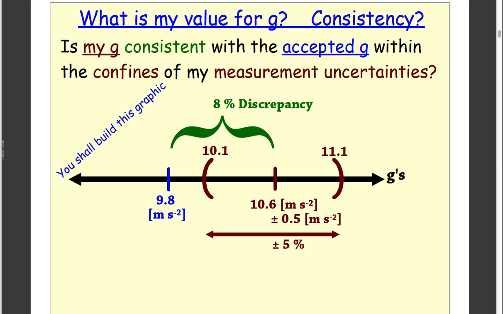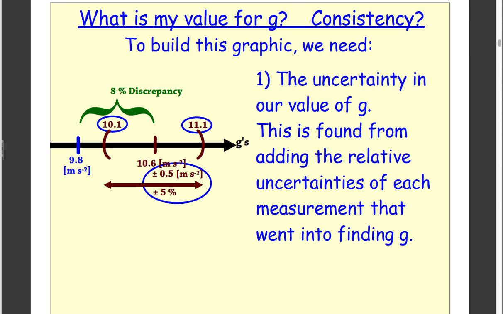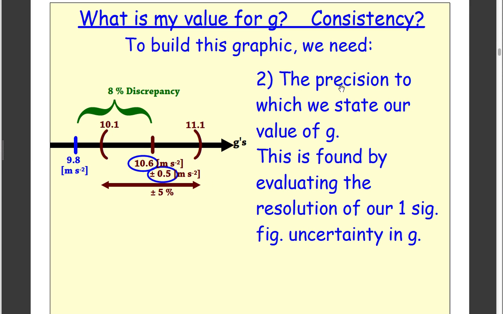To build this graphic, we're going to need essentially three key components. First of all, we're going to need the uncertainty in our value for g. So I have reported here plus or minus 0.5 meters per second squared. How did I find that number? How do I know the uncertainty in g? It's found from adding the relative uncertainties of each measurement that went into finding g. We'll go into that in more detail. Secondly, I'm going to need to know the precision to which we state the value of g. Is it 10.6 or is it... Where's that slide where I had that written out? Sorry about this.